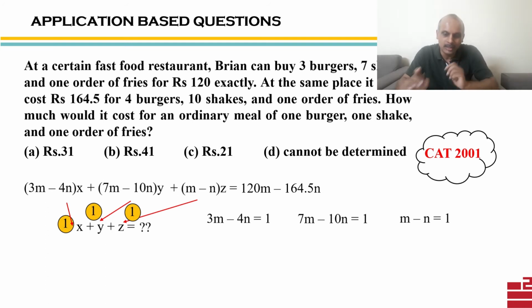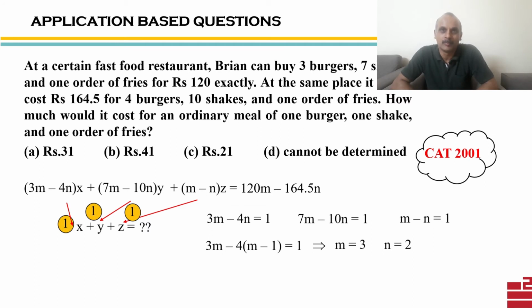So let us solve any two of the equations. We know how to solve this, so I will not elaborate that part. And we get the values of m and n as 3 and 2. And this satisfies the third equation. Therefore, this question is solvable. That means I can find out the value of x plus y plus z, which is what I desired.